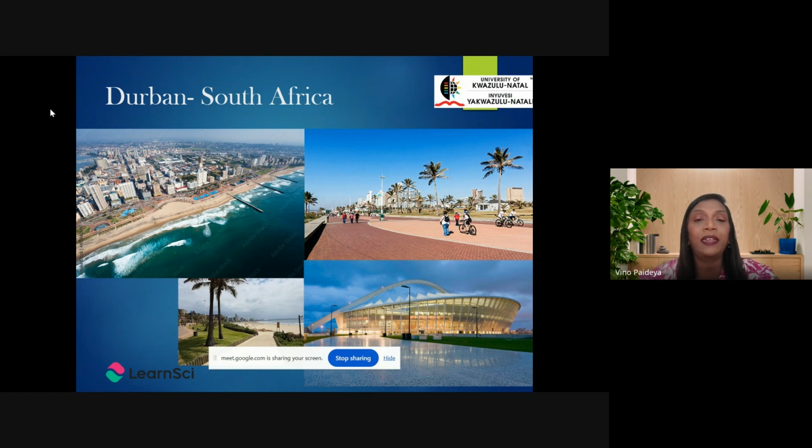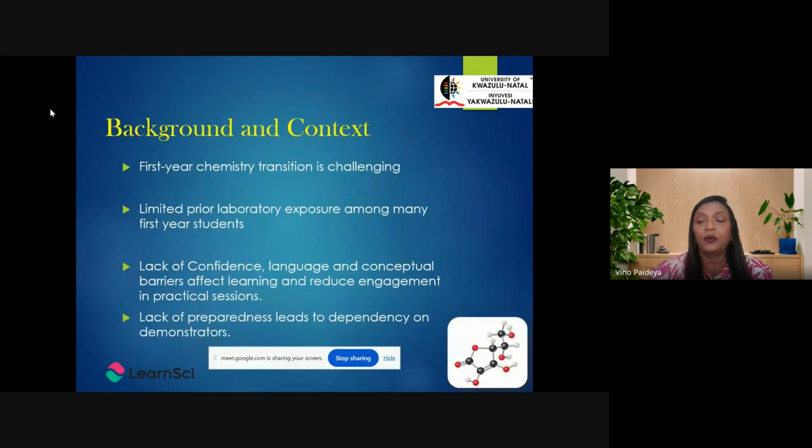Yes, and so a little bit about the University of KwaZulu-Natal. We have 3 campuses: Westville, where I'm based, and Howard College, where I also teach the engineering students, and we have our Pietermaritzburg campus. So there are 3 campuses that belong to the University of KwaZulu-Natal, and they are all Durban-based. So I'm going to take you on a little journey about my research.